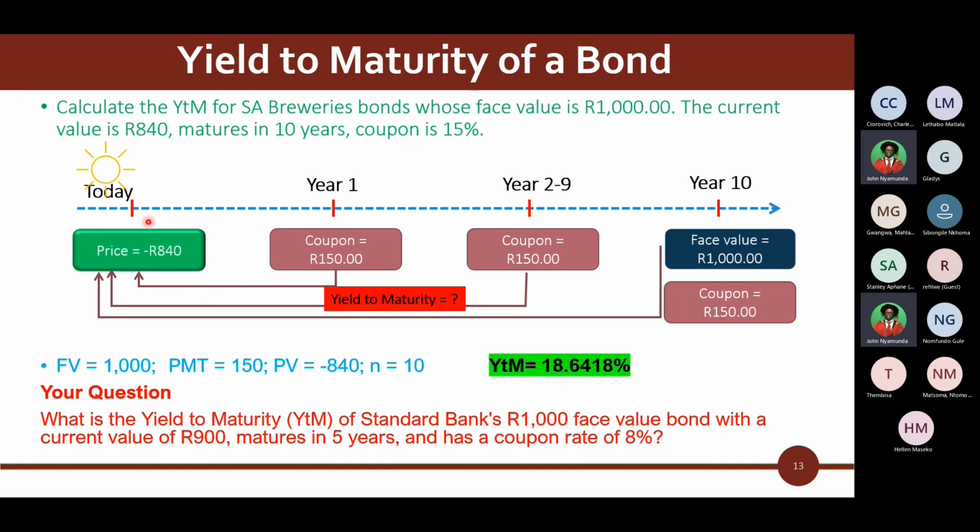PV, ladies and gentlemen, minus 840. Put minus 840 in your calculator for PV. PMT, we are already told the coupon is 150, so it's 150, not minus 150. 150 is PMT. FV is 1,000, not minus, it's 1,000. So we have put in all the factors. N is 10 for 10 years. PV minus 840 because we are told the current value is 840.